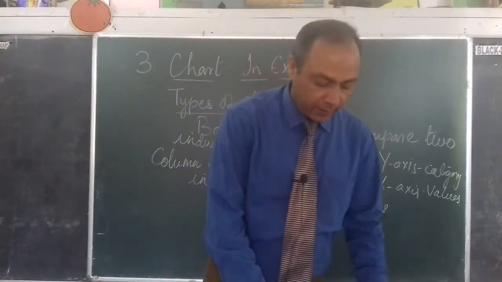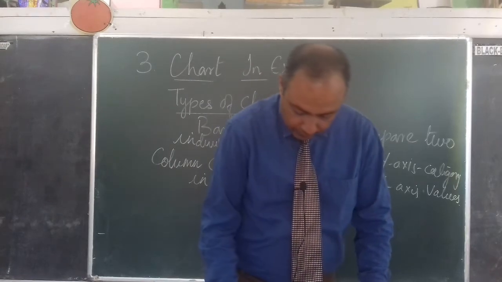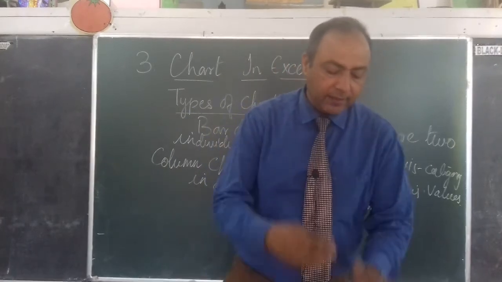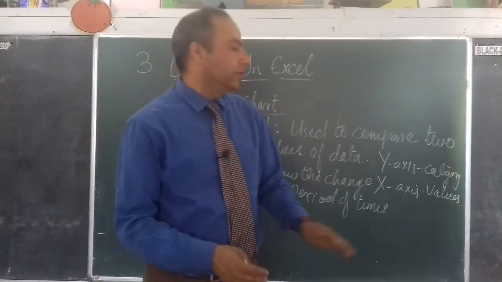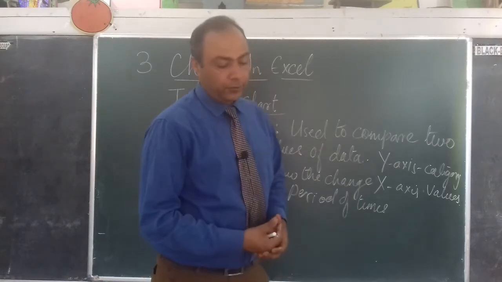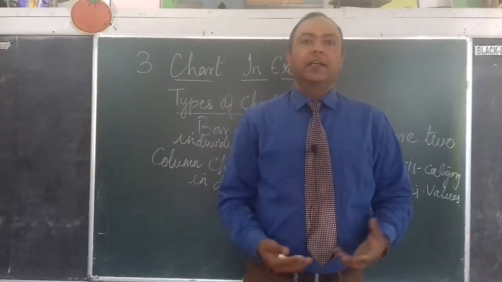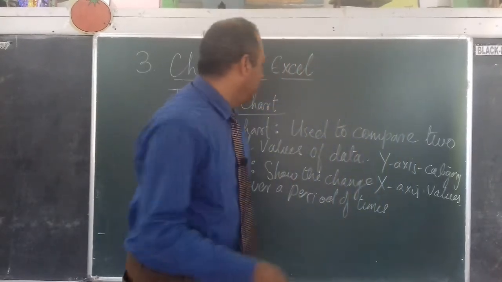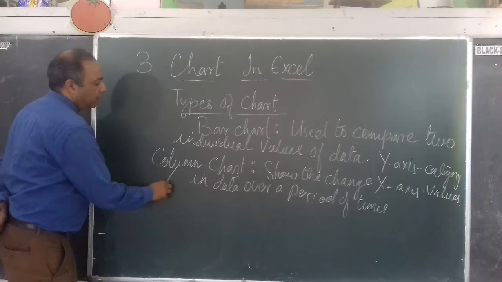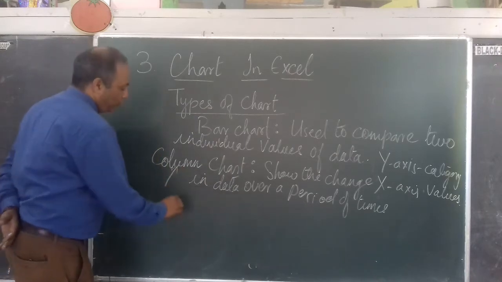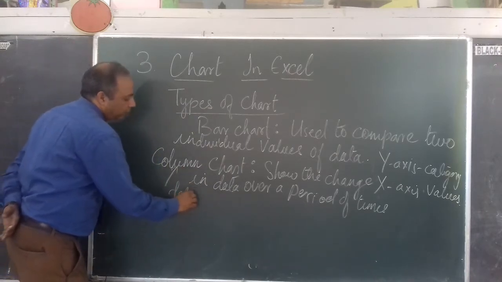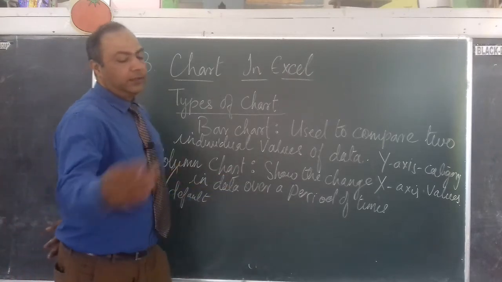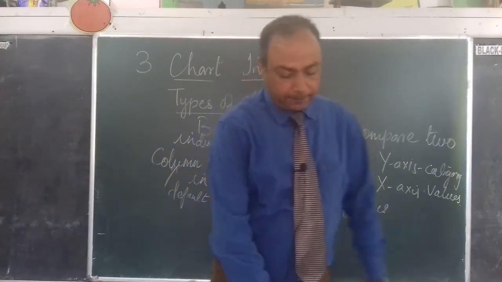In the example given in figure 3, different years are given. So it shows the changes in the different years. How much change is there? This column chart shows the change in data over a period of time. The column chart is shown by default, so when you open the chart, this column chart will be there.